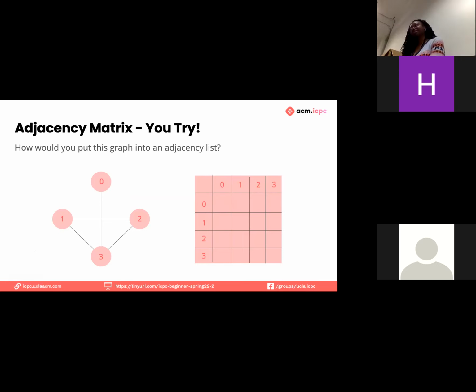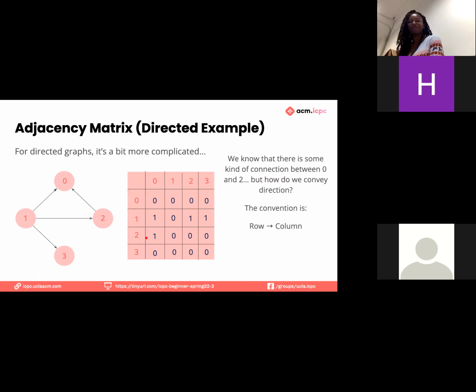So does this make sense, or would you like to try this example for yourself just to be sure that you understand how adjacency matrices work? Okay, awesome. So this is what this one would look like. Great. Come back to this if you want to test yourself after.